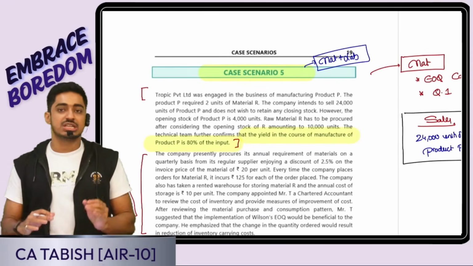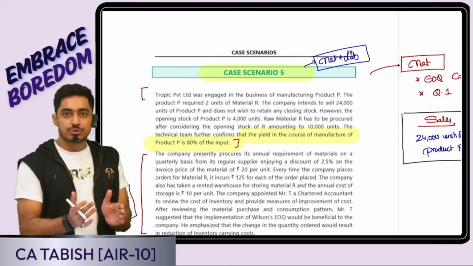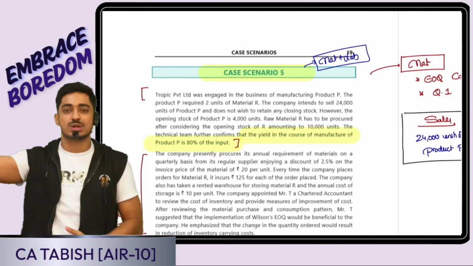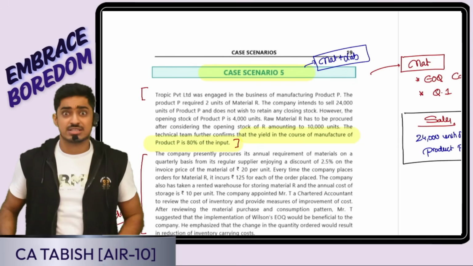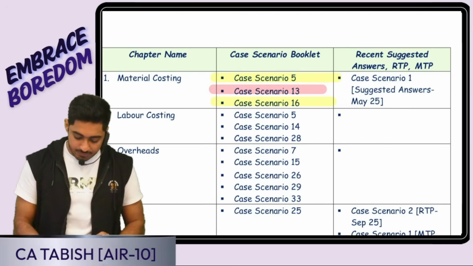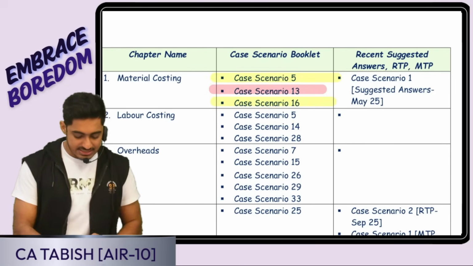Now this question is a mixture of material as well as labor costing. So the material costing portion we will discuss now. Labor costing portion, once we are discussing that particular point in the next chapter, we'll do. In the index C, in labor costing, again I have put case scenario number 5. Don't worry, I am not running anywhere. I am there.